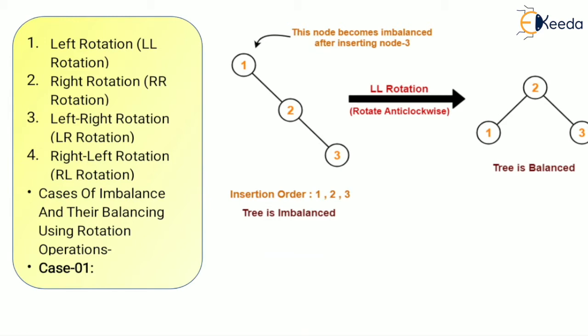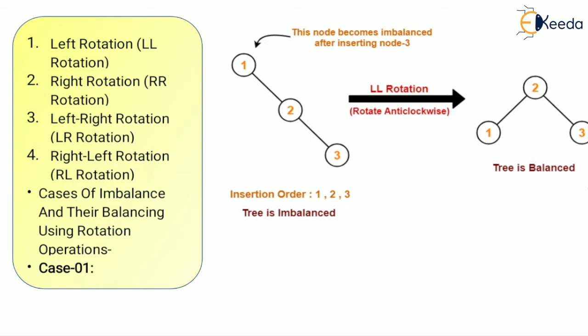Now in front of you we are writing four conditions, and here we are explaining the first condition, the first rotation technique that is used to make an imbalanced tree into a balanced tree. Now how it happens, that I will explain. There are four types of rotations: left rotation, LL rotation, then right rotation, RR rotation, third is the left right rotation, and fourth one is the right left rotation.